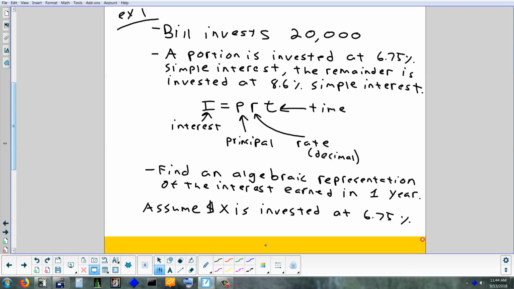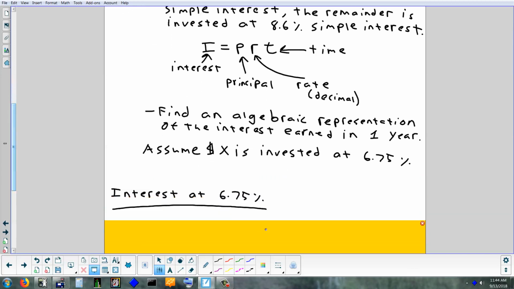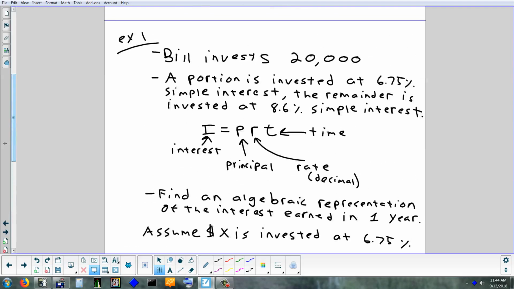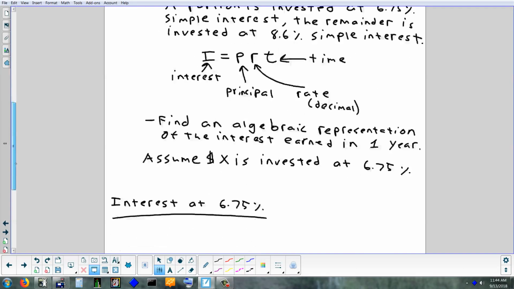Now, how many investments is Bill part of here? How many investments does he have? Yep. Two. So he's earning interest from two different investments. So what we're going to have to do is figure out how much interest he makes at the 6.75% investment, and then how much interest he makes in the other one, and then total them up. Okay? Because his interest is a sum of the two investments. Okay, so let's start with 6.75%.